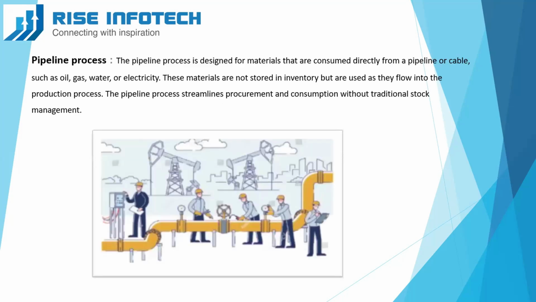So next is the pipeline process. What is the pipeline process? The pipeline process is designed for materials that are consumed directly from a pipeline or cable, such as oil, gas, water, or electricity. These materials are not stored in the inventory but are used as they flow into the production process. The pipeline process streamlines the procurement and consumption without the traditional stock management.